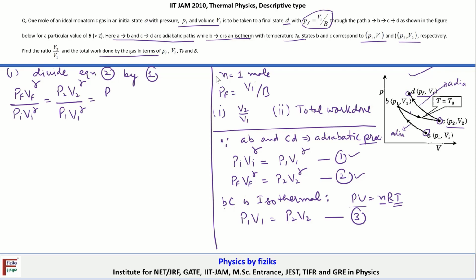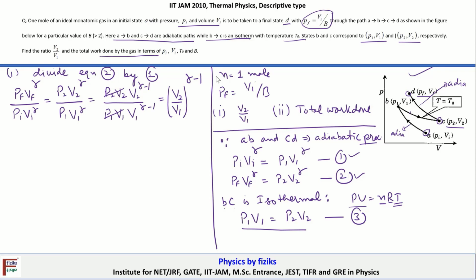I'm rewriting this result: basically P2 V2 multiplied by V2 power gamma minus 1. I have split the numerator, and I will do the same thing with the denominator also, P1 V1 multiplied by V1 power gamma minus 1. I'm doing it intentionally so that some of the quantities will cancel with each other. P1 V1 will cancel with P2 V2 because of equation 3 here. So we are left with V2 upon V1 power gamma minus 1.